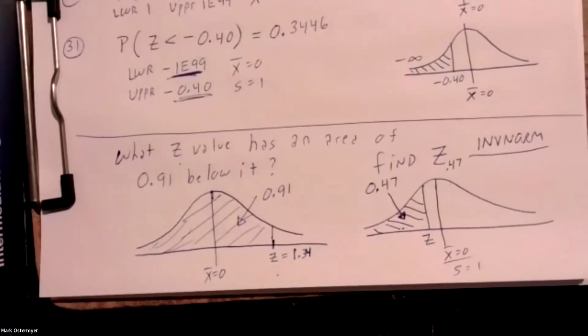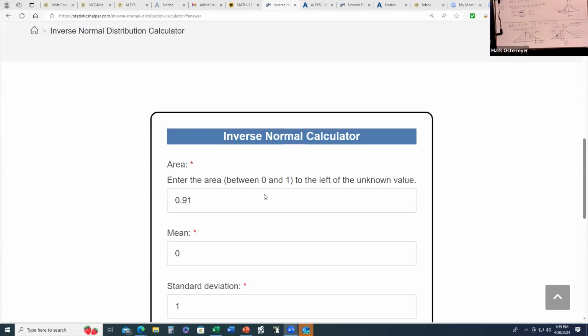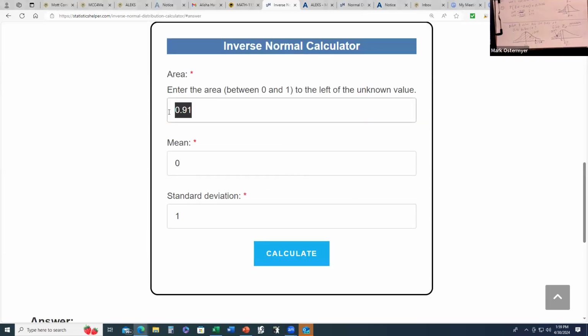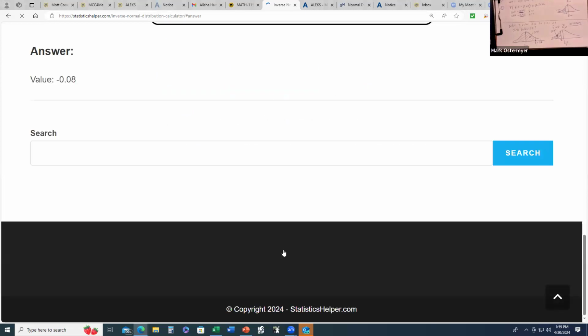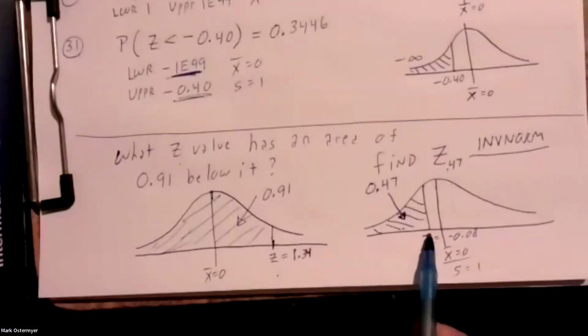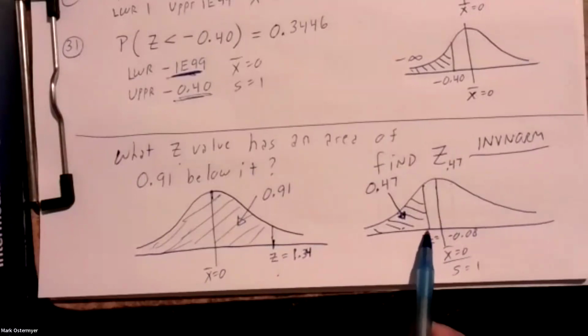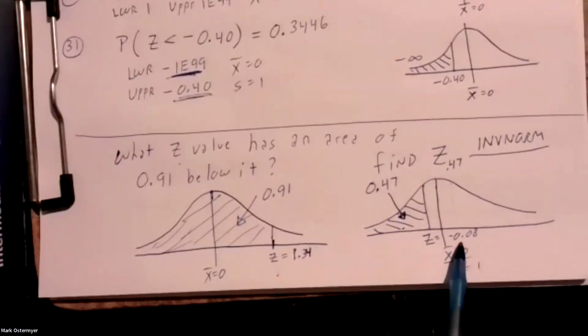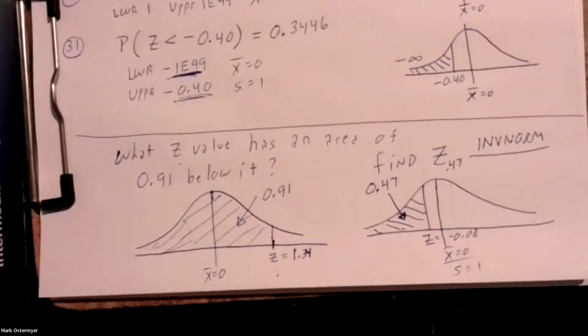So let's take this to our calculator. Type in the area to the left of our unknown Z value as being 0.47. The mean and standard deviation are 0 and 1 respectively. Click on calculate. Boom, you got your answer. So that Z value has to be negative 0.08. So there you go. This has to be negative 0.08, below which lies 47% of the area of the curve. So this is your 47th percentile, negative 0.08. Is this making sense while we're finding percentiles here?